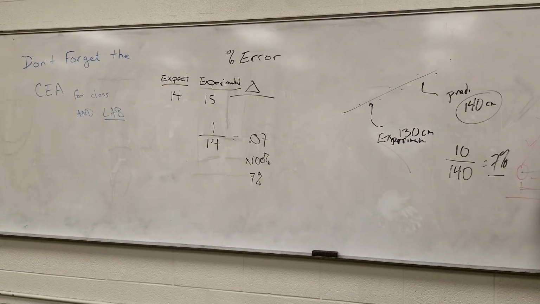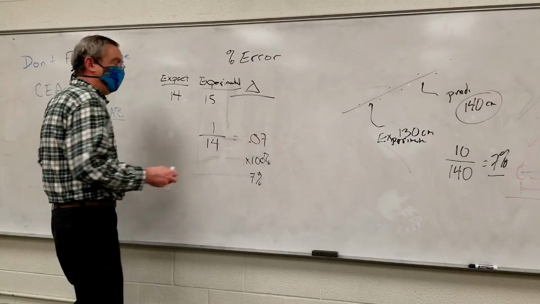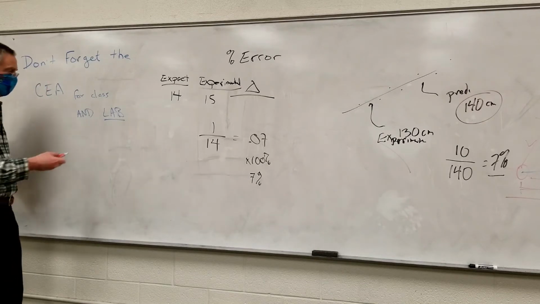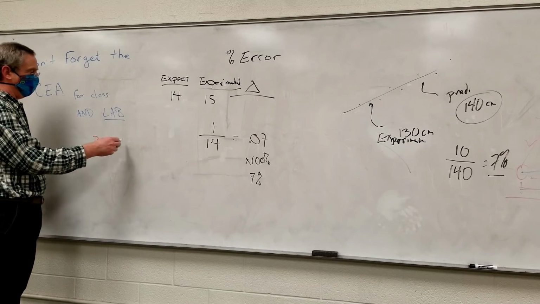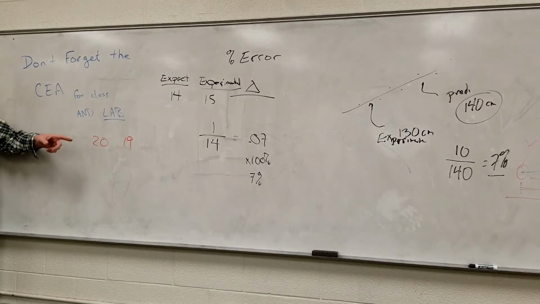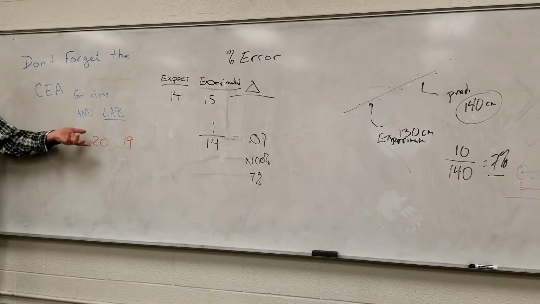Percent difference is, I have two answers. I go through some calculations and I come out with one answer, 20, and I do it a completely different way and I come out with 19. They're both found experimentally. There's no theoretical aspect to it. I have two numbers and I need to somehow compare them. Since I don't know what the right answer is, I can't find an error. I don't know if there's an error or not. This is when I find percent difference.